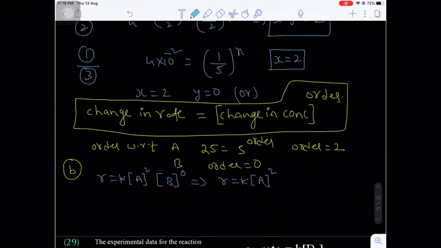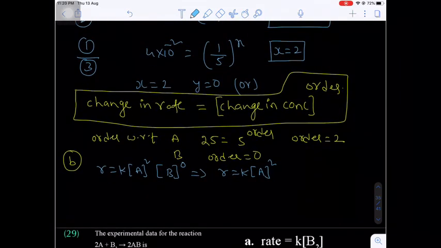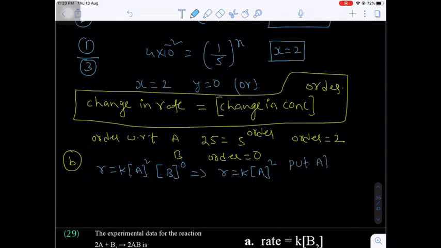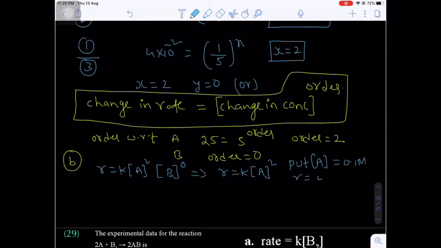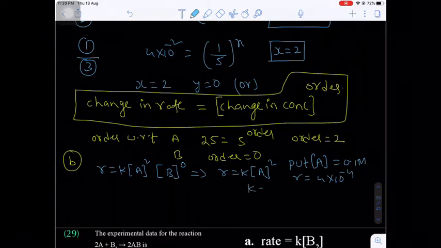Using any one piece of information, you can take the R value, according to which you put the concentration of A as 0.1 molar. Then the rate will be equal to how much? 4 into 10 raised to minus 4. By putting the R value and A value here, you will find the K value, which is equal to 4 into 10 raised to minus 2.